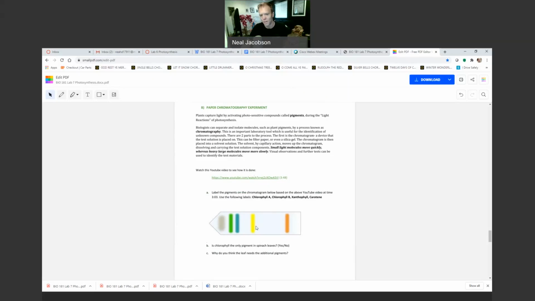And so if it's a very light molecule, something that's not very dense, it's going to go really far on the paper. It's not going to have as much friction, and so it's going to come further with the ethanol or with the solvent. The heavier pigments are the ones that get left behind because they're like dragging, they're too heavy. And so what we're going to do is label the pigments on the chromatography based on the YouTube video up here.